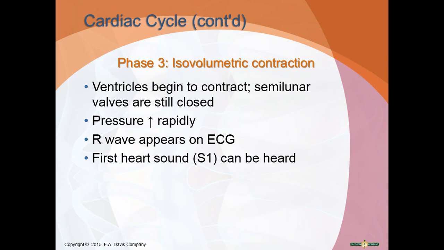So the prefix, whenever you see iso, it means equal. Volumetric refers to volume. Therefore, isovolumetric refers to something having the same or equal volume. The volume of blood remains unchanged. Pressure rises because the ventricles are beginning to contract.